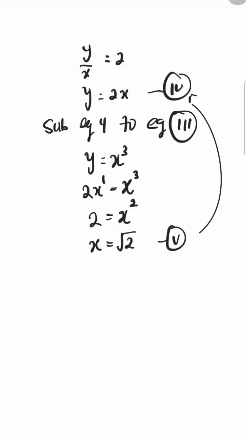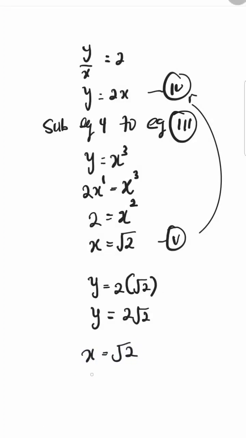So we have y equals 2 times x. Our x is root 2, so we have 2 times root 2. So y equals 2 root 2. Hence our x equals root 2, and our y equals 2 root 2. So this is the final answer. Thank you.